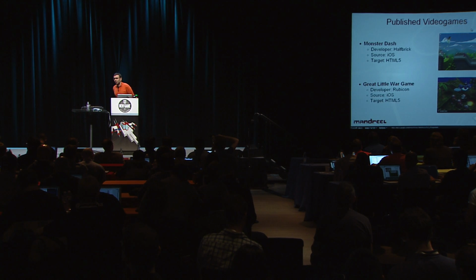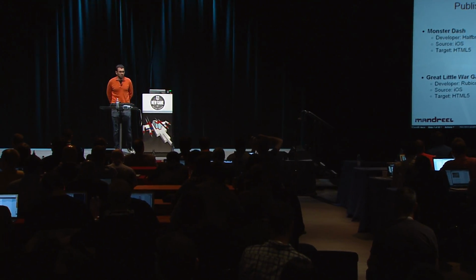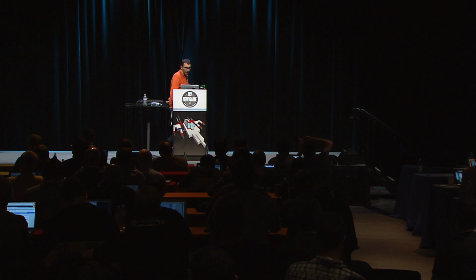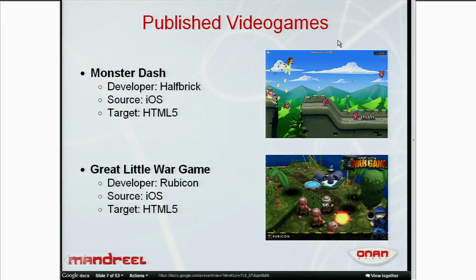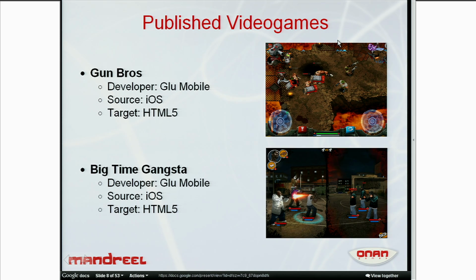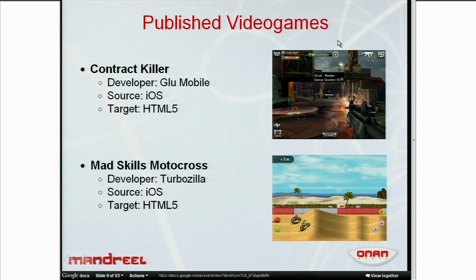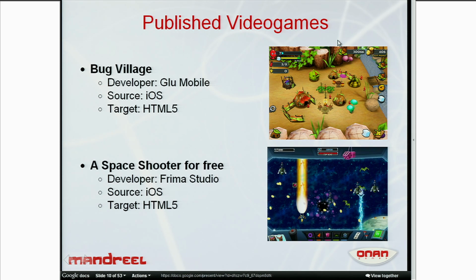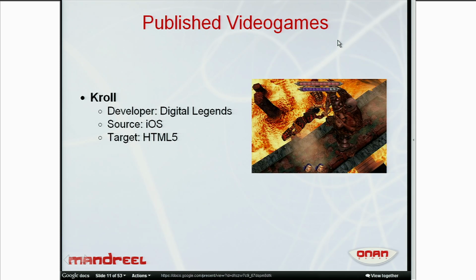So if you go to the Chrome Web Store, you can check the games we already ported. You can play these games right now if you want. So we have Monster Dash, it's a quite popular iOS game. We have Great Little War Game, some games from Glue, Gun Bros, Beat and Guster, Contract Killer. We have Mad Skill Motocross, Back Village, another game from Glue, a Space Shuttle for free, and Crawl. So already 9 games, ported in 4 months. They are the same version, same assets, same code. The same thing as the iPad version.